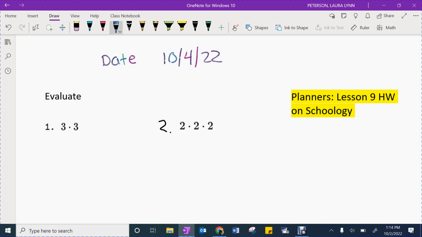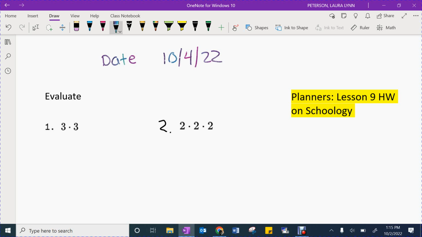Only 2 warm-up questions. I just want you to evaluate the 2 multiplication problems. Evaluate just means solve, so do the math. It should not take you more than a few seconds to, hopefully, maybe at least a minute, to do the first 2 questions. It's okay if you don't want to write down the questions. You might be able to just do them in your head, but please write down your answers.